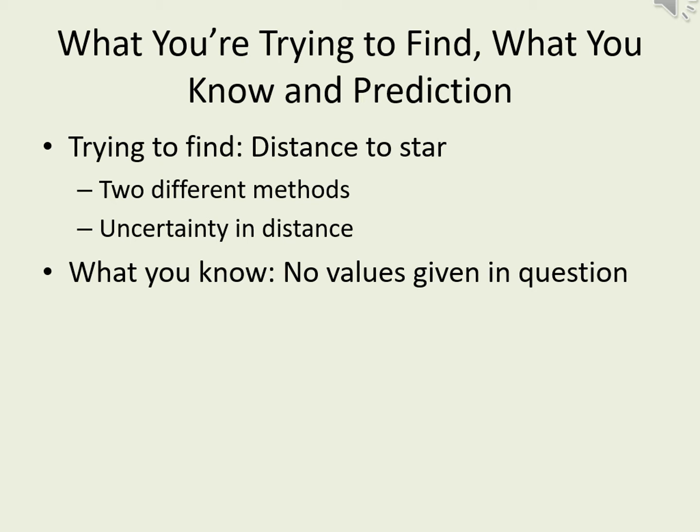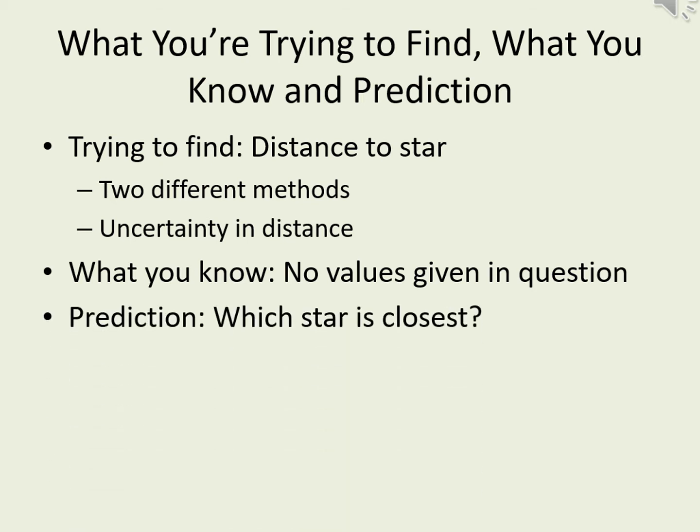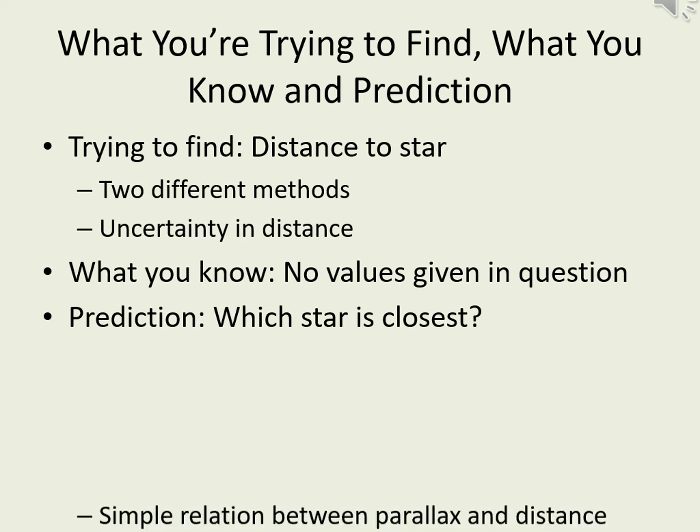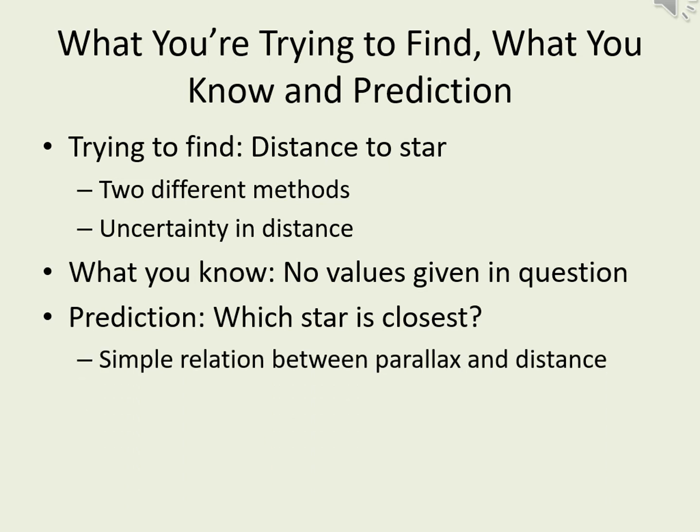For our prediction, we have just one thing we need to determine: which star is closest to us. There are a couple of ways we can do this as well, but the simplest one is to use the parallax information. Remember that there is a very simple relationship between how large the parallax is and how far away the star is. So you can use this to predict which star is closest. Remember to give the reason for your prediction.